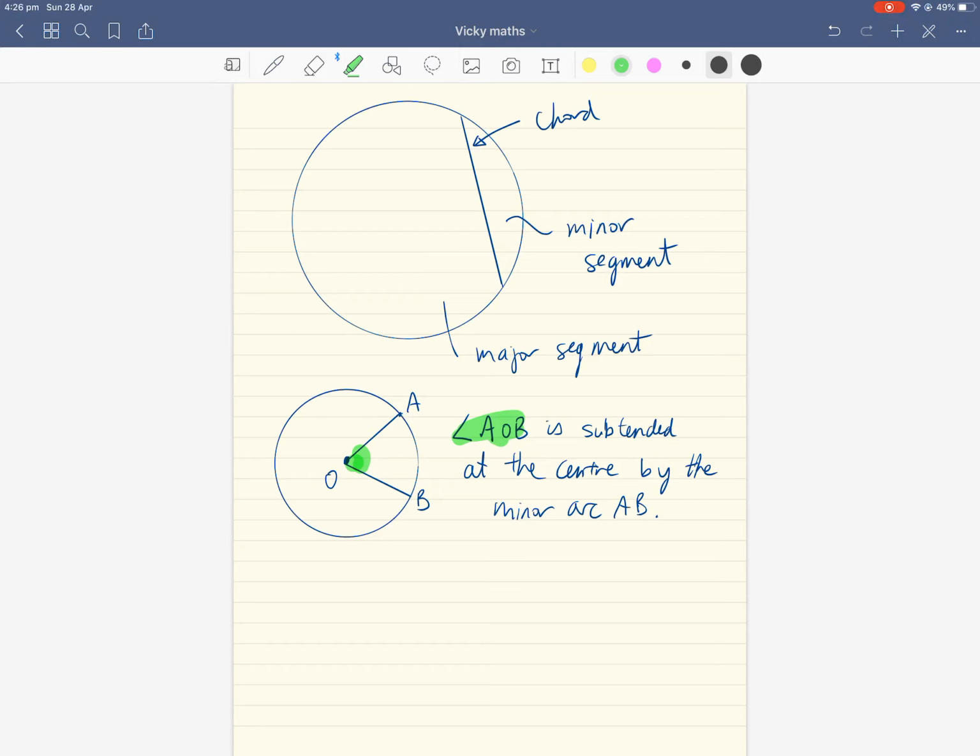slice. The new word we're introducing is subtended, so the angle is subtended at the center O, because the angle is at that center point there, by the minor arc, so the arc A to B. So we're saying that the green angle AOB is formed by the 2 points A and B on the arc AB and then the center of the circle. But then we use the word subtended to describe that angle there.